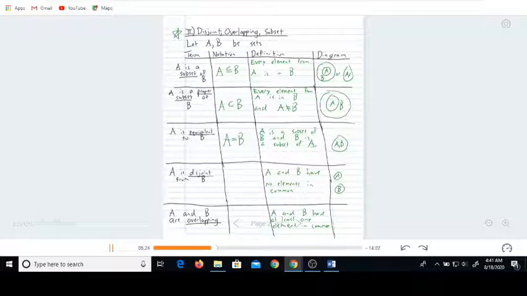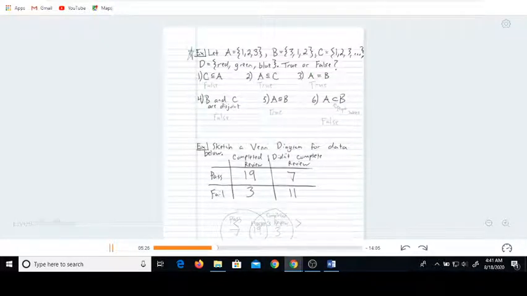Alright, let's go ahead and look at an example. So let Alpha be the set 1, 2, 3. Let Bravo be the set 3, 1, 2. Let C be the set of natural numbers. Let set D be red, green, blue. Let's answer some true and false questions. So number 1, is C a subset of A? So is everything from C inside of A? And the answer is false. If you look, set C contains numbers like 4, 5, 6, 7, and so on, and those are not inside of A. So C is not a subset of A.